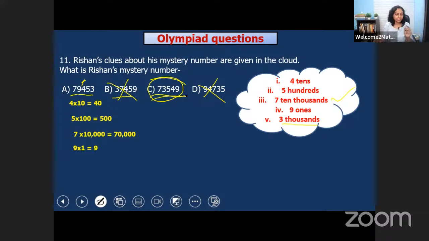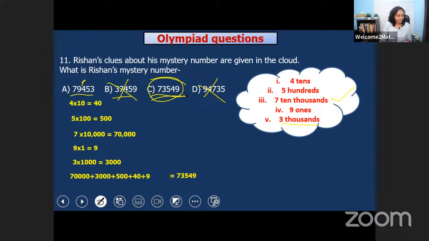Now the last one is 3,000. Whenever you have this, you just have to multiply with the places. This is the place value of the number. So 3,000 means 3 into 1,000, so it would be 3,000. Now let's write the expanded form. We'll start from the highest place. First is 70,000, then plus 3,000, plus 500, plus 40, plus 9.